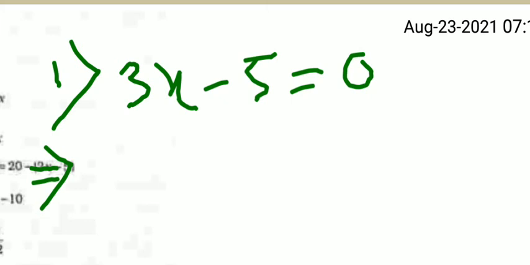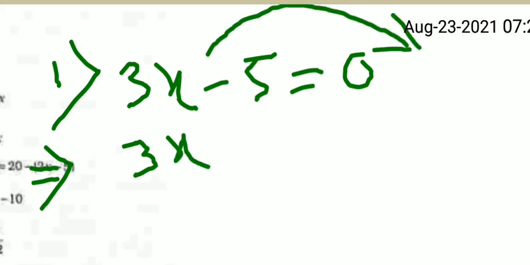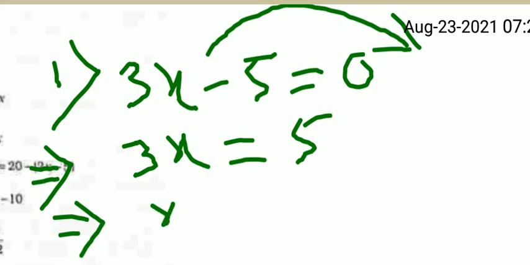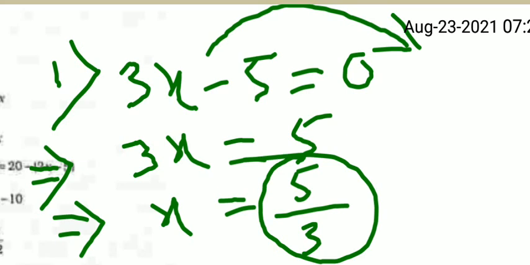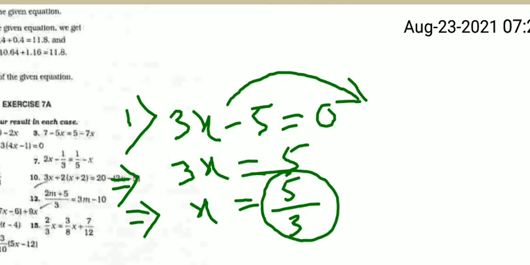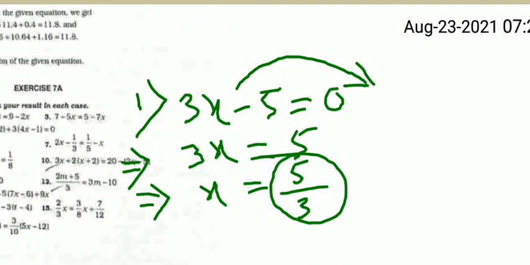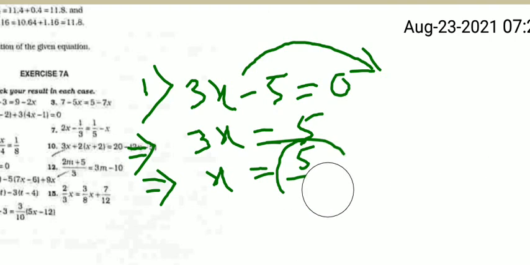So 3x is the variable term, so write it on the left hand side. Now minus 5 is shifted to the right hand side. So 3x will be equal to, and minus 5 when it goes to the right hand side will be plus 5. That means the value of x is equal to 5 by 3. So this is the required solution of the given equation. Understand? In this procedure you have to solve it.